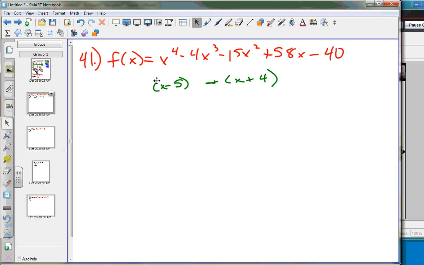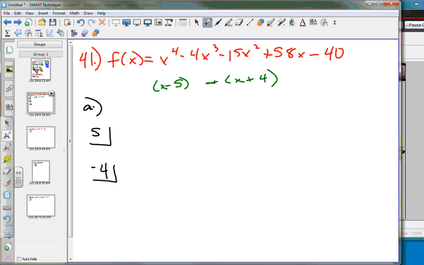Not too worried. Okay. Letter A. What's letter A say to do? Verify that those are factors. What does that mean? Verify the factors. Synthetic division. I need to do synthetic division at what? 5.